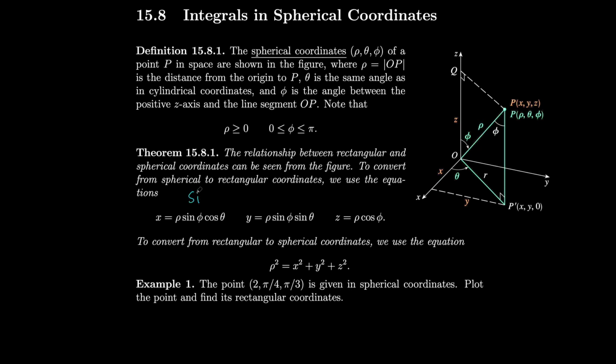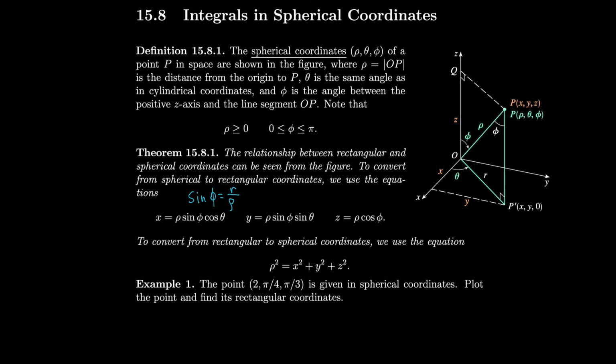So we have sine of phi equals r over rho, so multiplying by rho, we get rho sine phi equals r. So instead of r cosine theta, we have rho sine phi cosine theta. And instead of r sine theta for y, we have rho sine phi times sine theta. So then all we have to do now is figure out what z equals in terms of rho, theta, and phi.